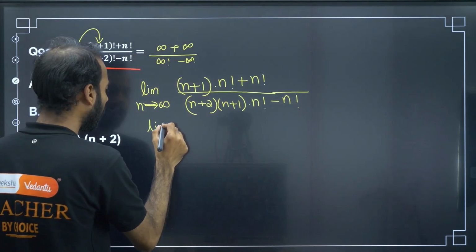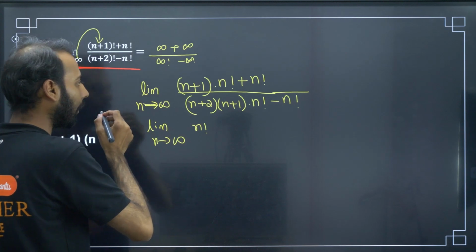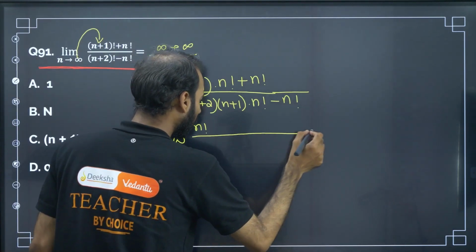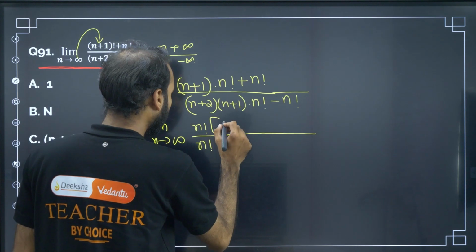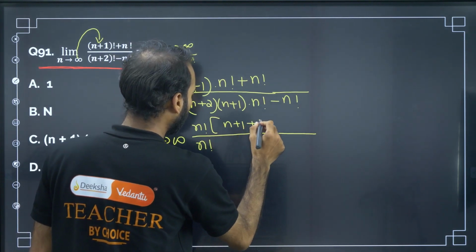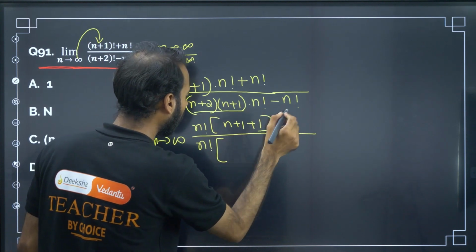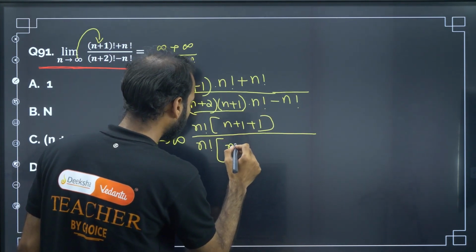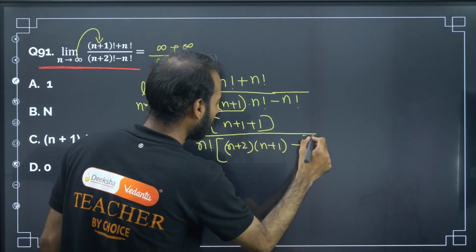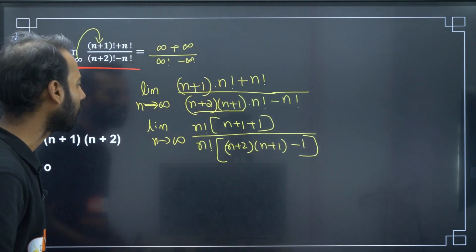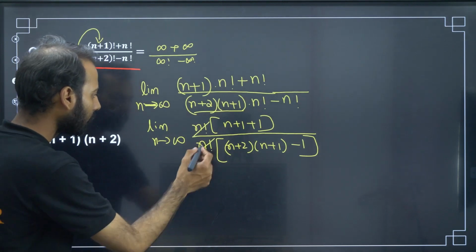So limit n tends to infinity, n factorial I will take common from the numerator, and from the denominator also n factorial I will take common. So we are left with n plus 1 plus 1 in the numerator. In the denominator we are left with this term minus 1, so (n plus 2)(n plus 1) minus 1. So we are left with this. Now let me cancel this n factorial.